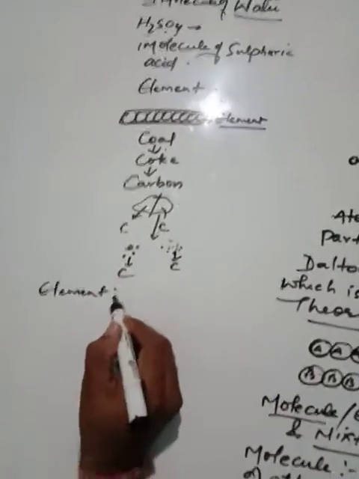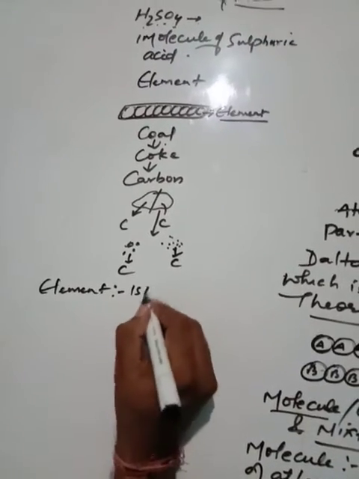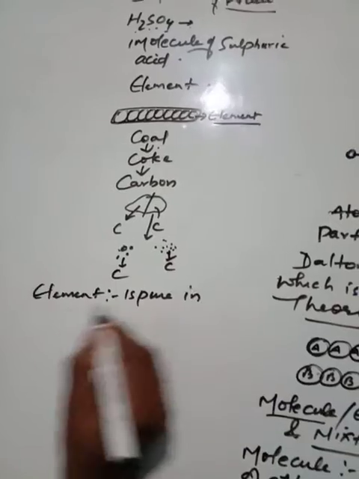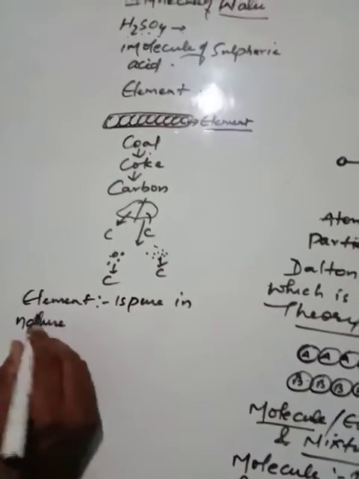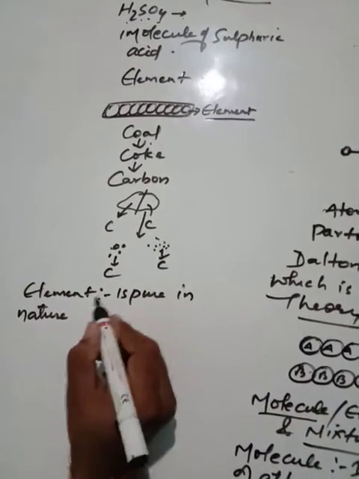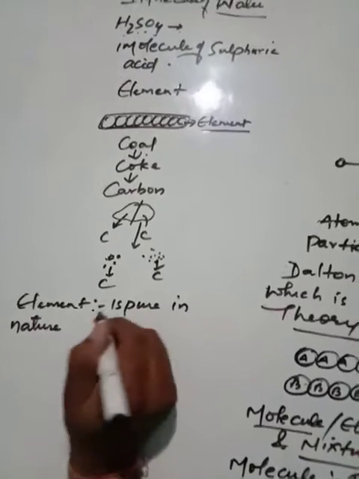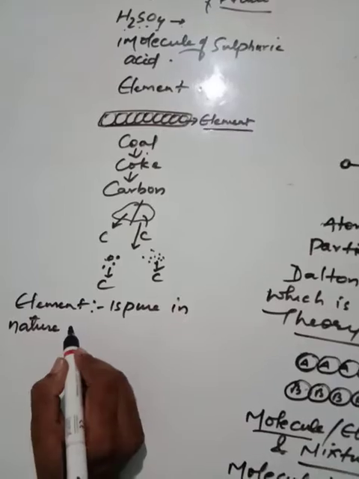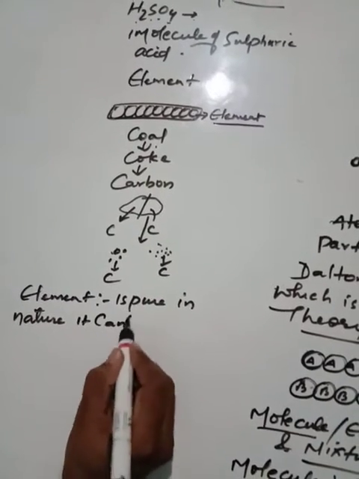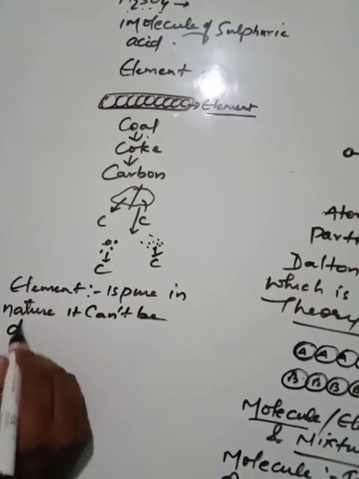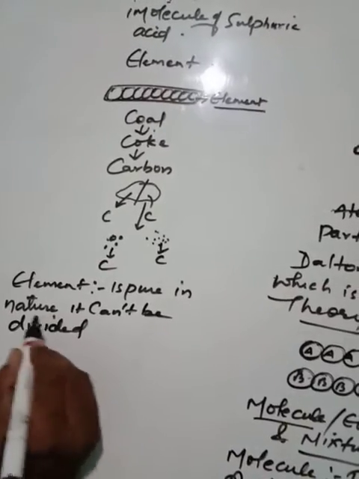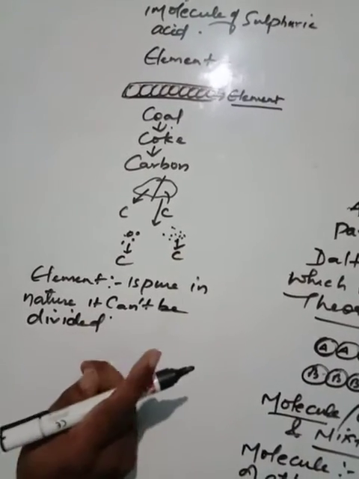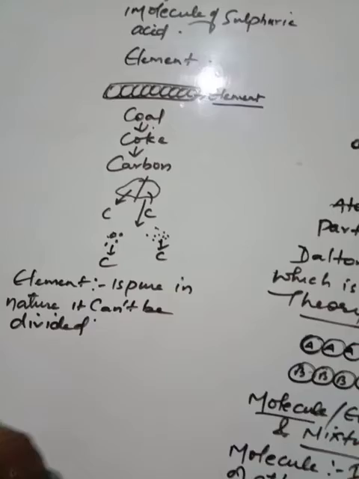So what will be the definition for element? Element is pure in nature, because these are made up of single types of atoms. So on dividing we are getting the same thing. So we are able to say it can't be divided. So element is pure in nature, it can't be divided.